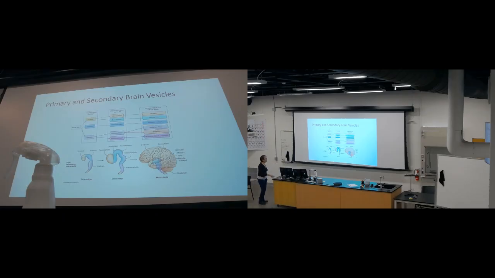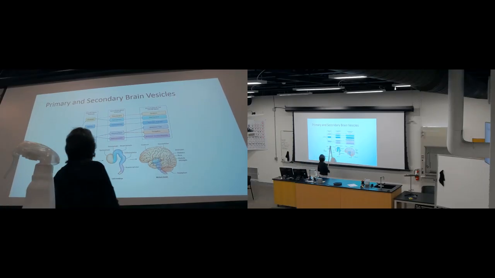So here is the figure showing you the progress of development of the brain. Here's the early embryo, this is the late embryo, and this is the mature brain. So this part, the primary vesicle, this is the forebrain, the most anterior part, and then this will be the midbrain, and then the hindbrain.